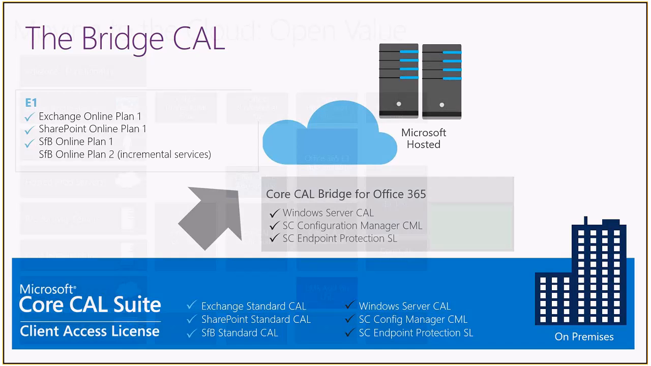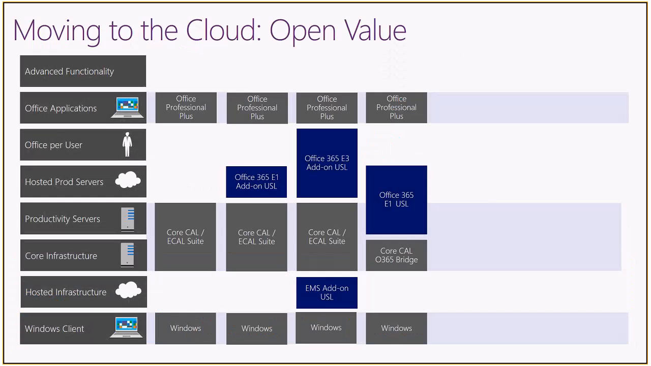So if we go back to this, you'll see now this customer in the final column, they have got all 3 of their grey bands covered, just as in the other examples. And it's because of that combination of the E1 suite and the Office 365 bridge CAL. So any time where there's going to be a gap, that's where a bridge CAL would come in.